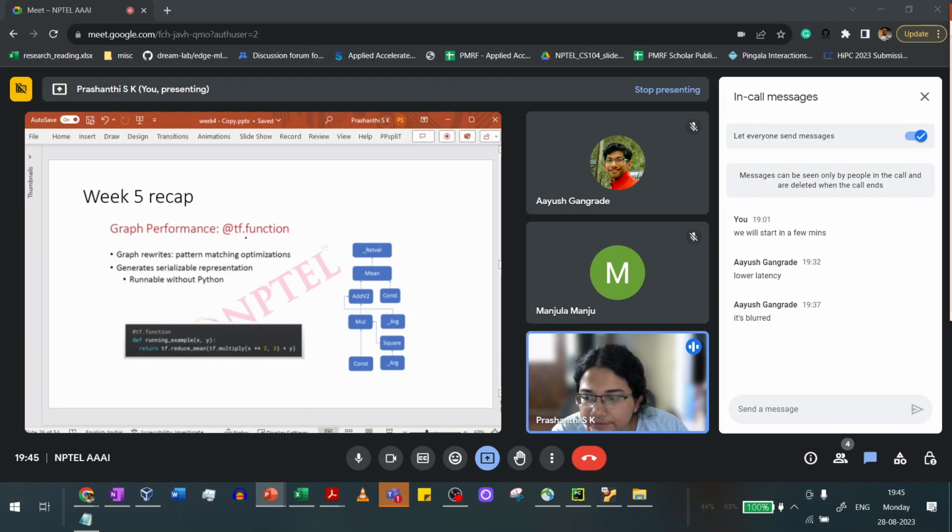So tf.function is another thing that you'd see used. Remember this even for next week's set of lectures; I think you will see some more things that you can do with tf.function. But broadly, it does a bunch of graph rewrites, or at an even higher level, optimizations to your computational graph. And this is runnable without Python.